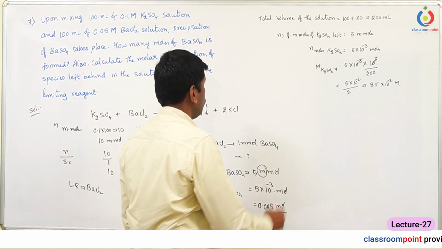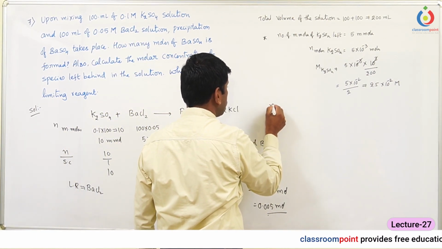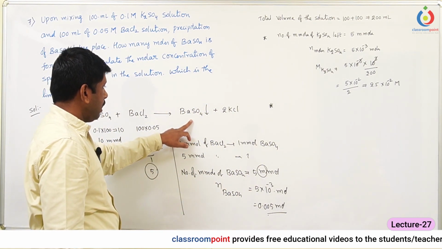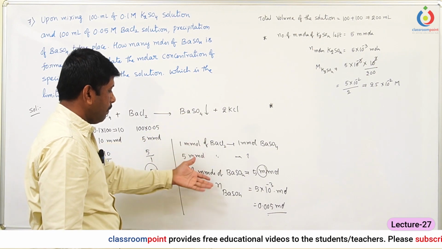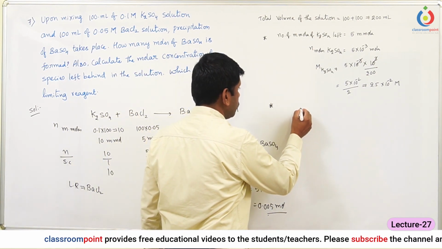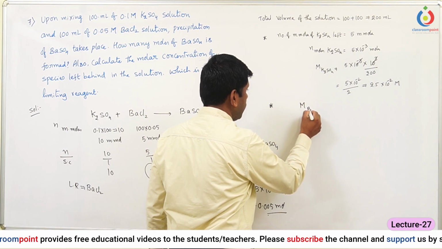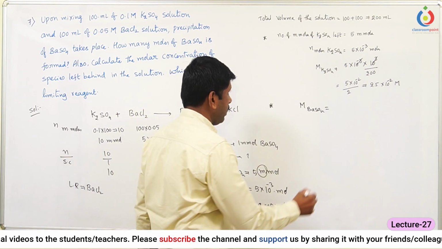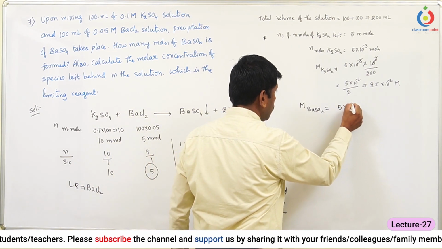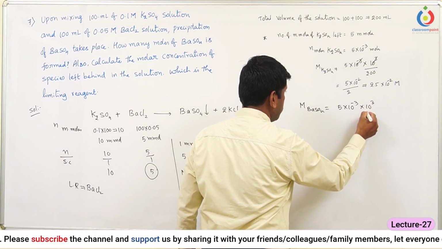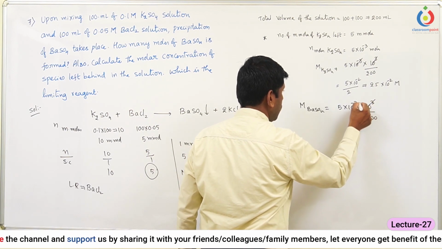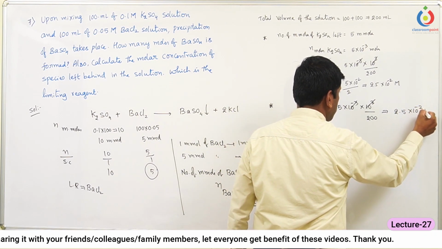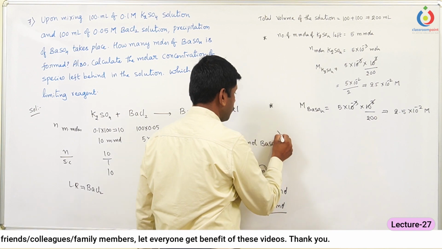Now let us try to calculate the other things also. The number of moles of barium sulfate already formed is known, so the barium sulfate concentration also we can calculate. So the molarity of barium sulfate: the number of moles is 5 into 10 power minus 3, into 10 power 3, divided by 200. It cancels out, and we get the same value, that is 2.5 into 10 power minus 2 molarity.